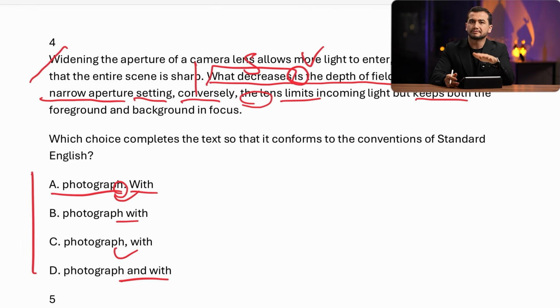So clearly we have the second independent clause here. Subject being the lens, verbs like limits and keeps. So that's all, that's clear. So we have two independent clauses. Only option is A. B, C, or D are all out. So that's all. I don't have to check the rest.